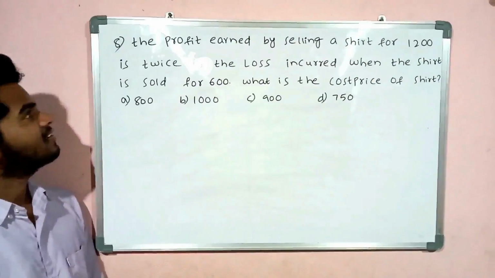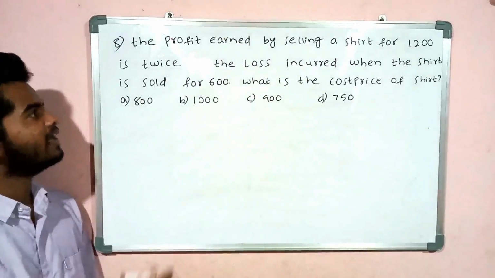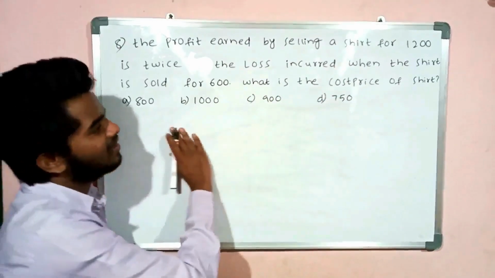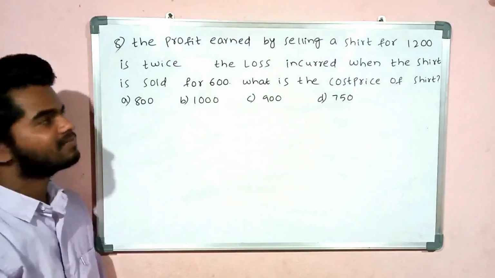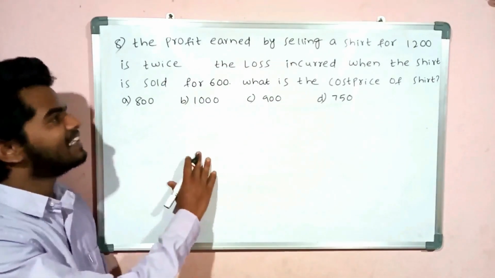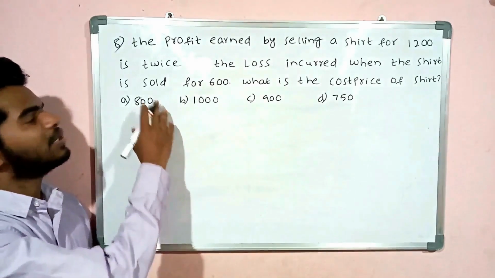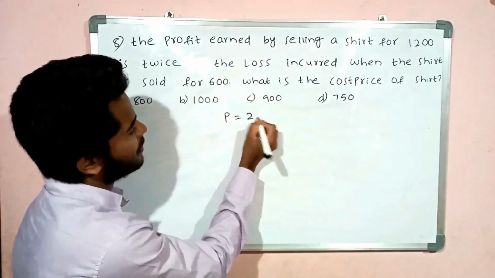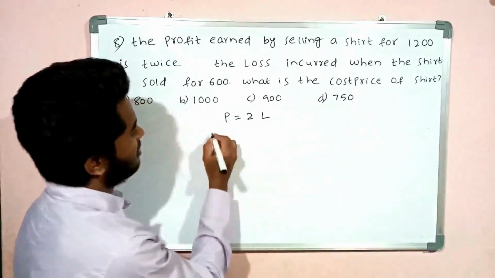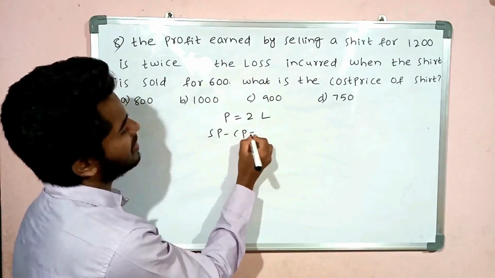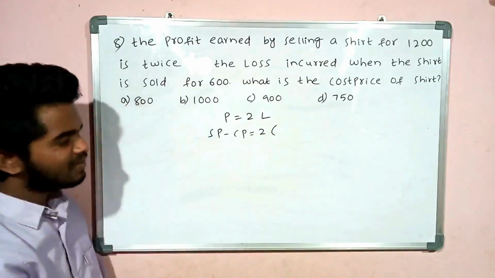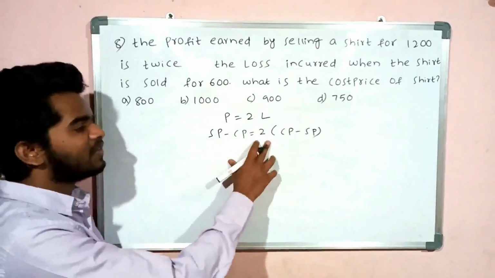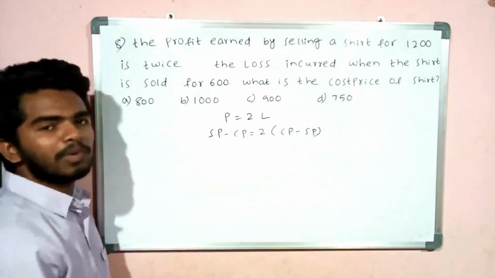Option A. Question 8. The profit earned by selling a shirt for 1200 is twice the loss incurred when the shirt is sold for 600. What is the cost price of the shirt? In the previous question profit was the same as the loss, and in the 8th question profit is twice the loss. So profit equals 2 times the loss. Profit equals selling price minus cost price, and loss is cost price minus selling price.